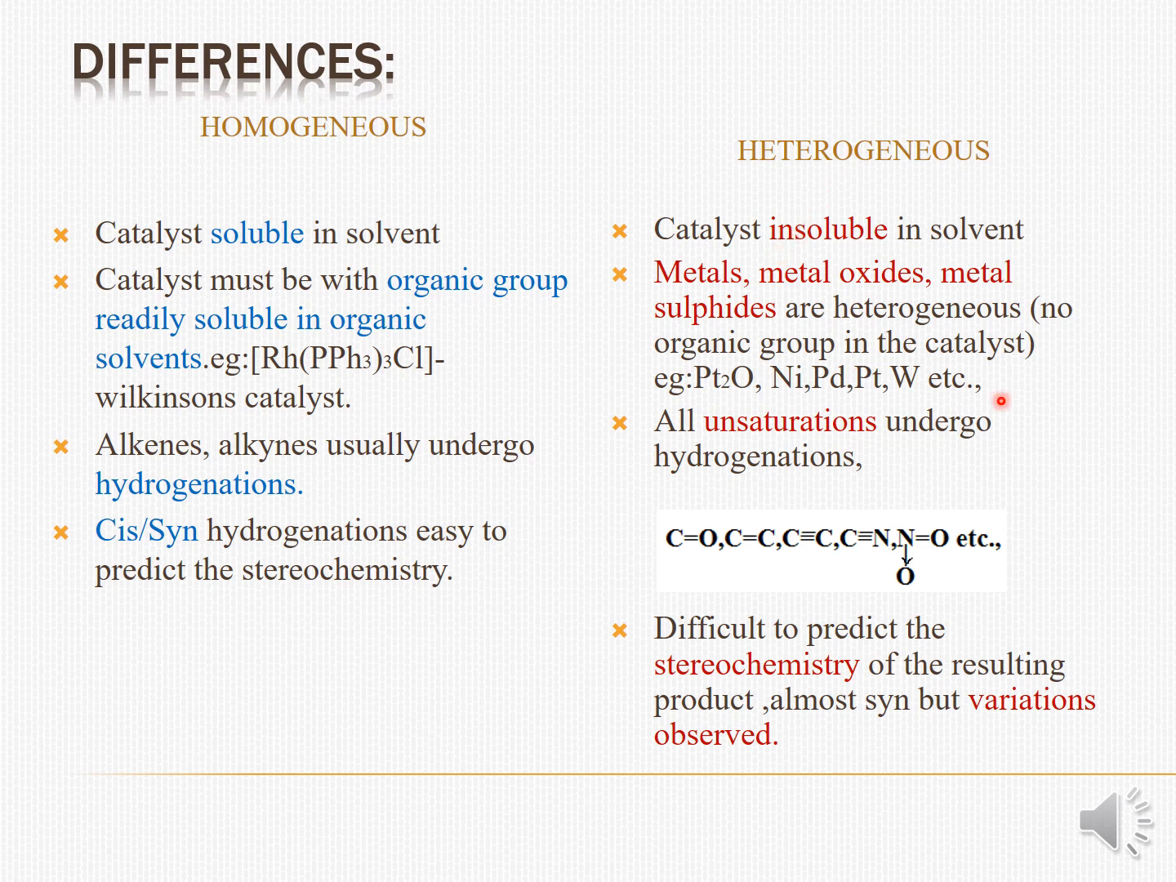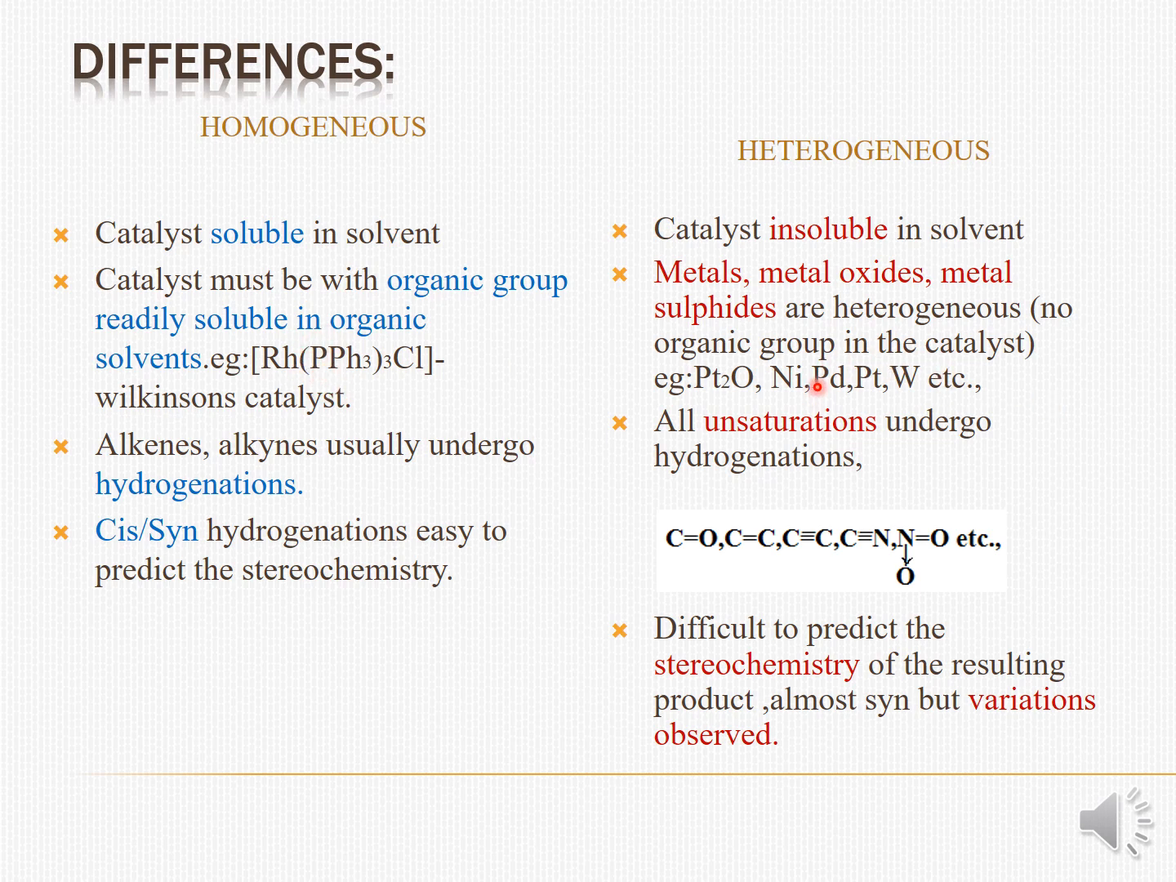Okay, moving on to heterogeneous, the catalyst is insoluble in the solvent. Here you are using only the metals, that is your metal oxides and metal sulfides, which are used for the heterogeneous catalysts. No organic groups will be used in this catalyst, whereas in the homogeneous case you are using organic solvents, that is, you will read this catalyst in the organometallic compounds. Okay, in the first unit you will use this Wilkinson catalyst, and there you have the mechanism as well, which is an important reaction.